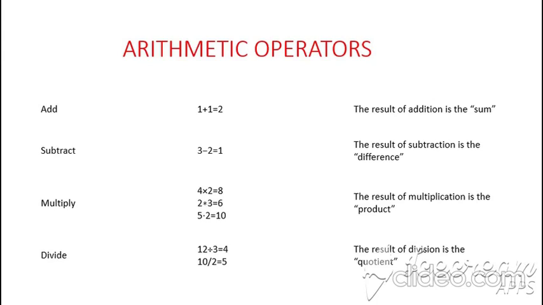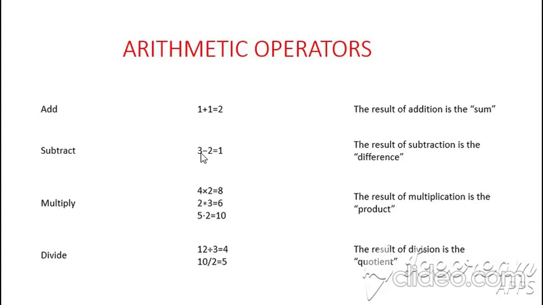Okay, now let's do this important part called arithmetic operators. As you can see, we have 4 operators here. The first one is for addition, the second for subtraction, the third for multiplication, the last one for division. For the first one, we have 1 plus 1. The answer is 2. So the result of addition is the sum. Whatever you add, the answer that you get is called the sum. So here 2 is the sum of 1 plus 1.